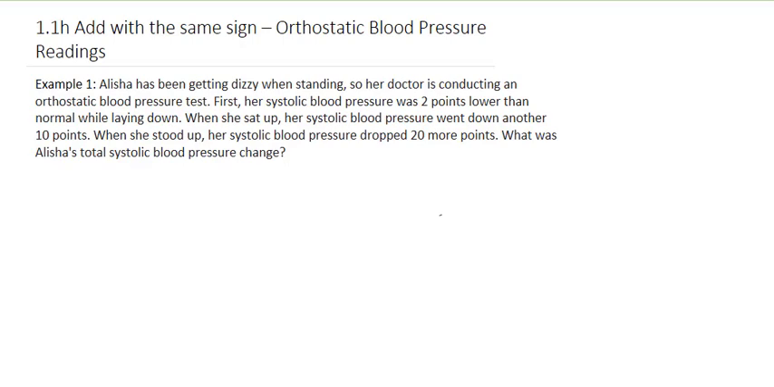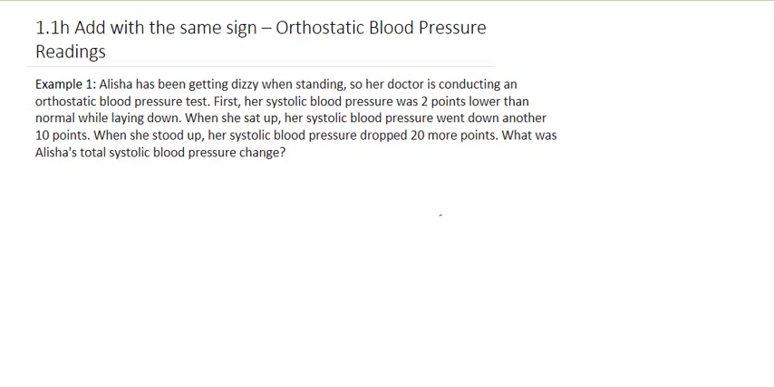First, Alicia's systolic blood pressure was 2 points lower than normal while laying down. When she sat up, her systolic blood pressure went down another 10 points. When she stood up, her systolic blood pressure dropped another 20 points. What was Alicia's total systolic blood pressure change?